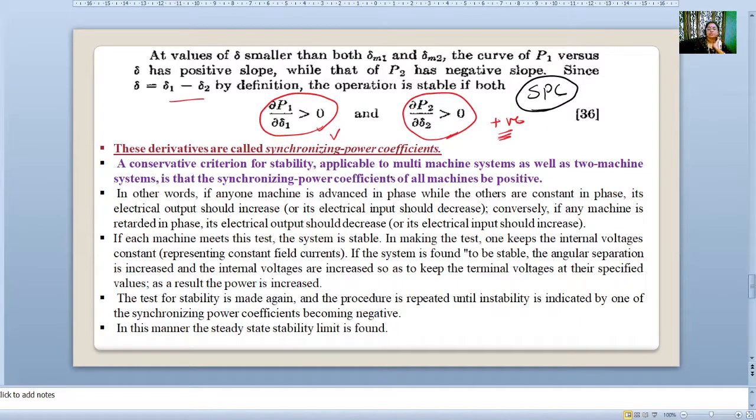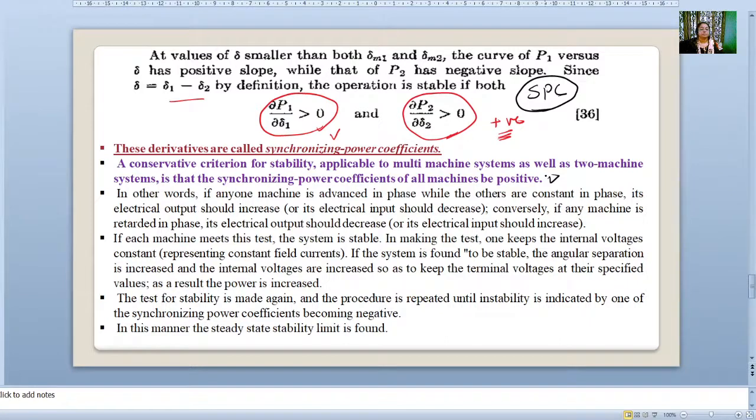The conservative criteria for stability, applicable to a multi-machine system as well as a two machine system, is that the synchronizing power coefficient of all machines should be positive. How to check the stable operation of a multi-machine system? If a number of machines are connected together, we check the SPC of each machine. If each machine has a positive synchronizing power coefficient, the system is stable.